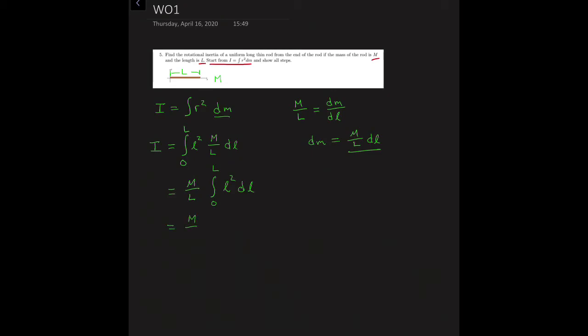This gives us M over L times 1/3 L cubed evaluated from 0 to L. And when we plug all that in, we get 1/3 L cubed minus 0. Those L's are going to cancel, and what we wind up with is 1/3 M L squared, which is what's on the equation sheet.